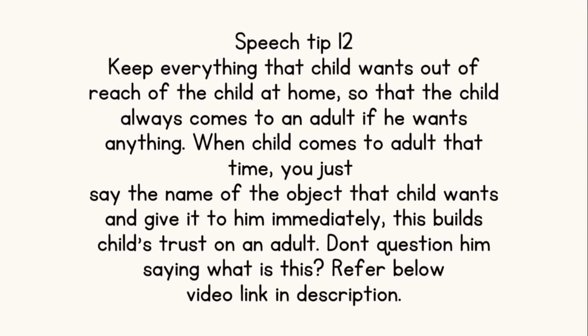Speech tip number 12. Keep everything that the child wants out of reach of the child at home, so that the child always comes to an adult if he wants anything. When the child comes to an adult, at that time you just say the name of the object the child wants and give it to him immediately. This builds the child's trust in an adult. Don't question him saying, "What is this?" Refer to the video link below in the description.